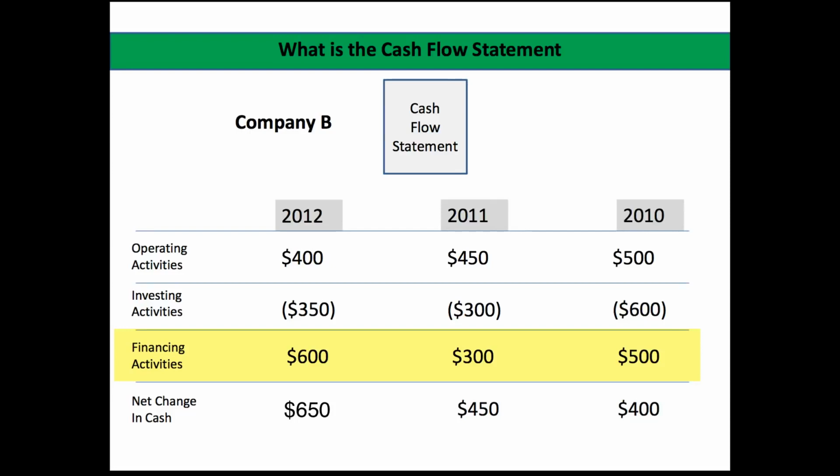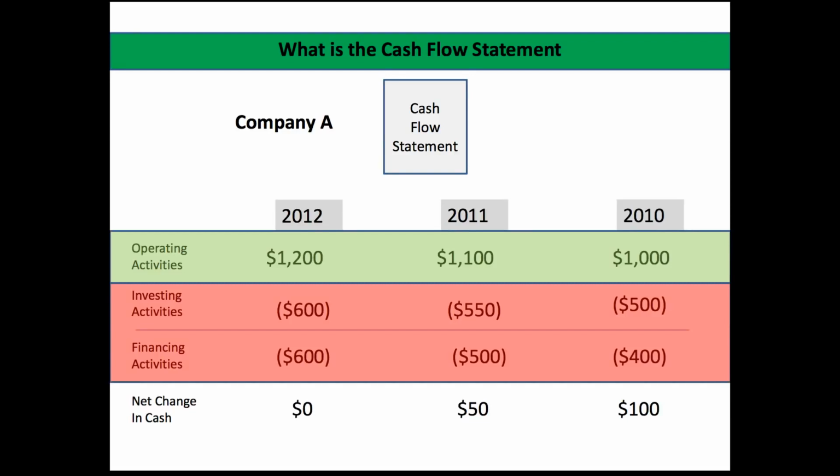You want to see that first line positive and the next two lines negative. And you can see the net change in cash was 0 in 2012, 450, and 400 in 2010. So the net change in cash was a lot higher here compared to company A. But in my opinion, this is a much worse looking cash flow statement because of the trends and the direction that the money's flowing.